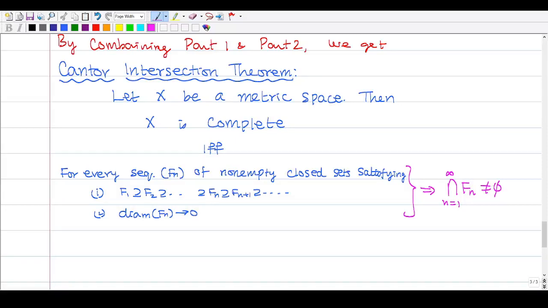The first part, X complete implies this property, I have proved in the first part. The second part, this property implies X complete, I have proved in this part. So when asked, first assume X is complete and prove that this property holds. Second, assume this property and prove that X is complete. That's all. It's very simple. Okay, thank you.